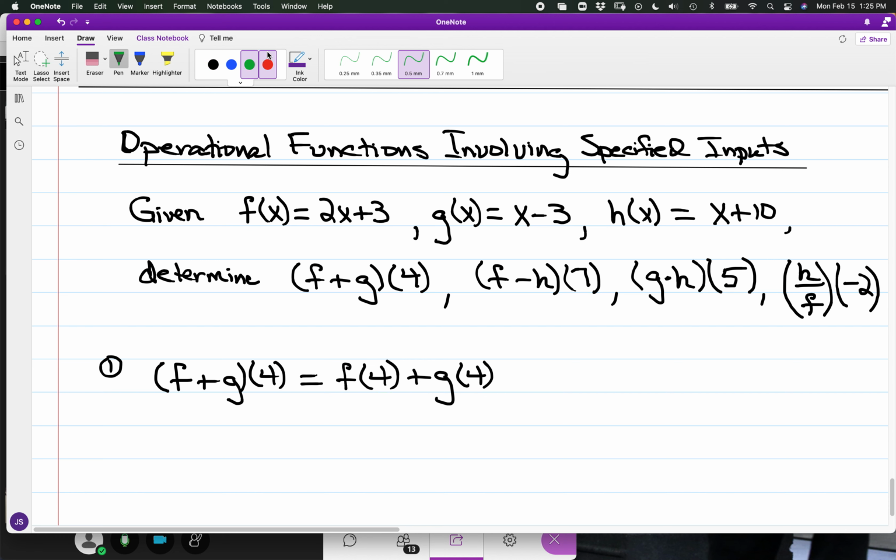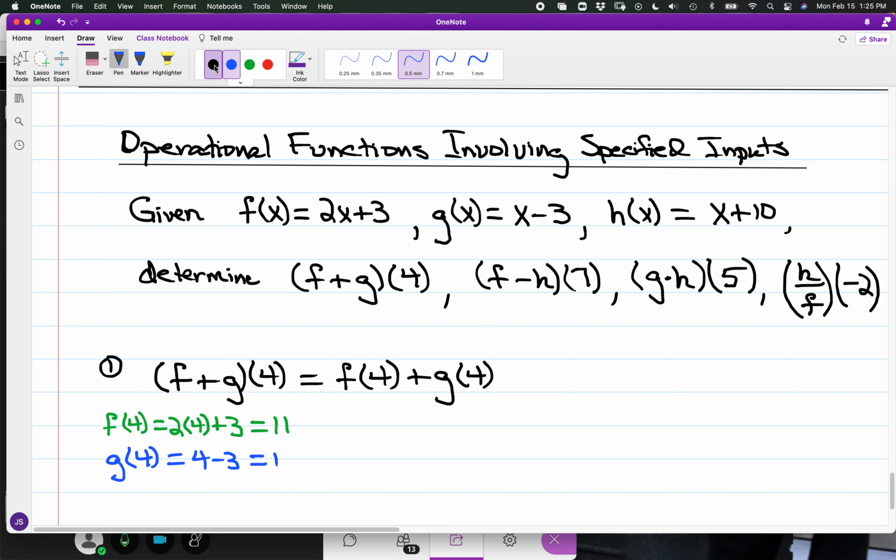Okay, now, if I wanted to itemize what we have for f of 4, you have 2 times 4 plus 3. 2 times 4 is 8. 8 plus 3 is 11. In the case of g of 4, remember g of x is equal to x minus 3. Well, guess what? G of 4 is going to be 4 minus 3, which is going to be 1.